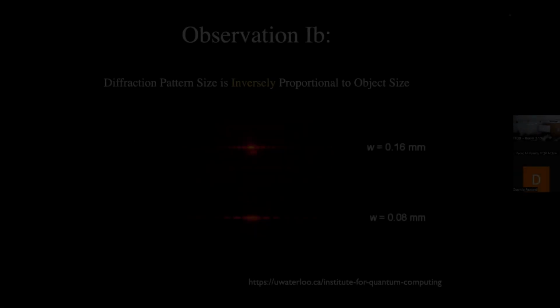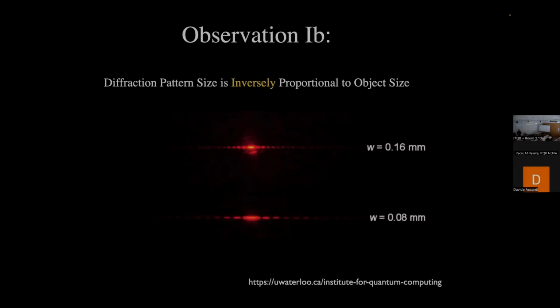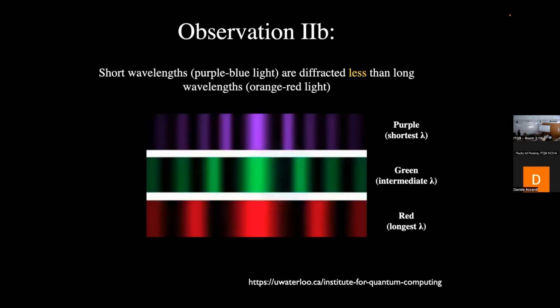So the two more observations are that the diffraction pattern size is inversely proportional to the object size. Okay, and we saw it. So the thicker wire was generating what? A smaller diffraction pattern. Exactly. And the smaller wire was generating a larger diffraction pattern. And then the short wavelengths, so the purple blue light, are diffracted less than the longer wavelengths, like orange red lights.